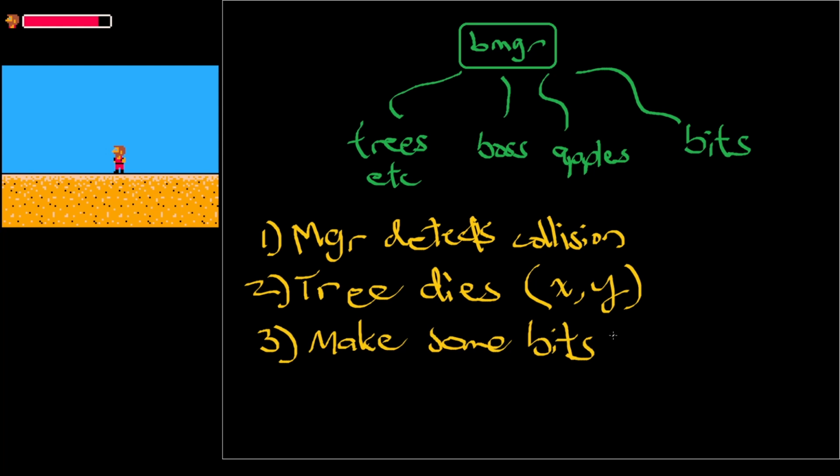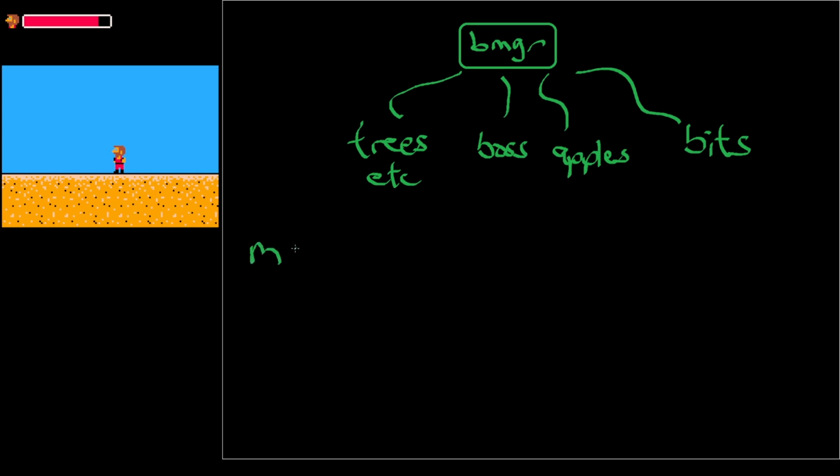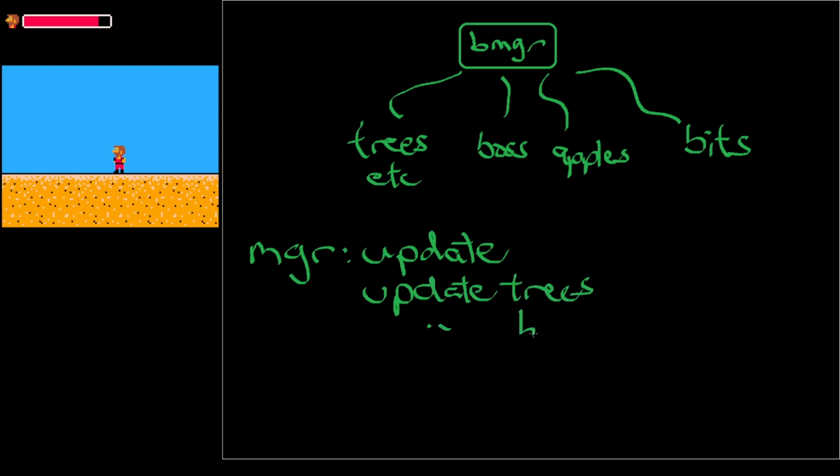So this is just gonna look at the type of the baddie, in this case it was a tree, and then create a whole bunch of bits and add those bits to the bits table. So then whenever we call the baddie manager's update function from main, it's going to do update trees, and then update the boss, and update the apples, and finally it's going to update the bits, like that.